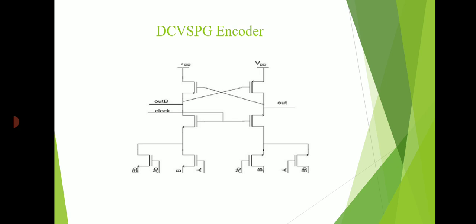From the PMOS it is connected to the output of the next transistor, and the NMOS is connected to the output of the other transistor.